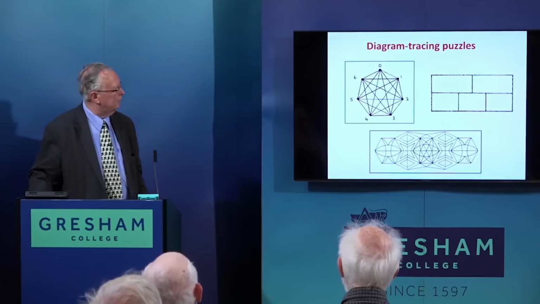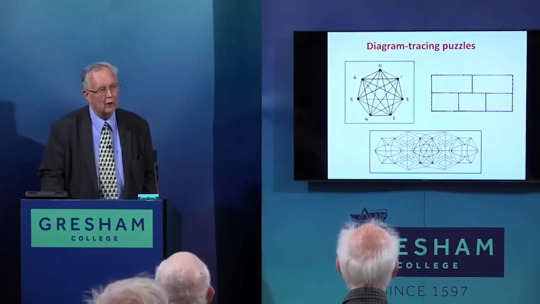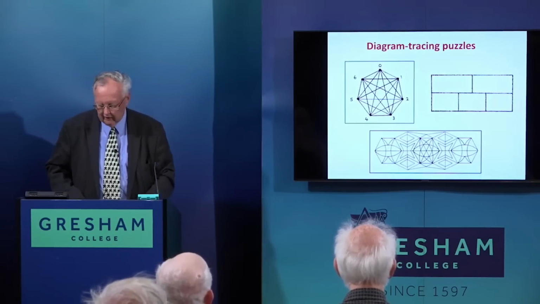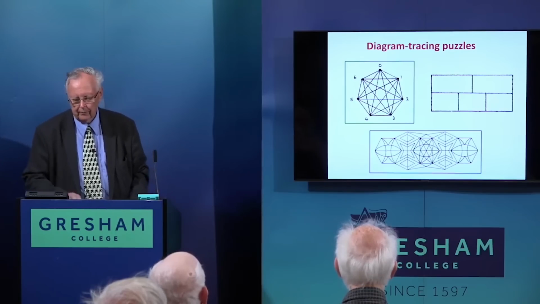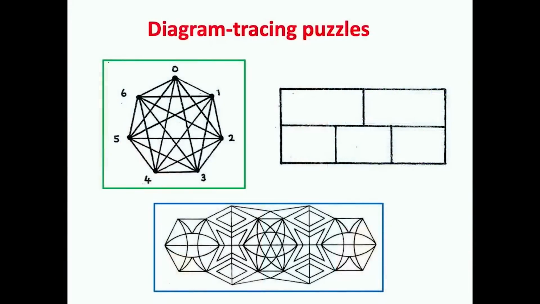But such diagram tracing puzzles became quite popular in the 19th century, and here are 3 examples. We can certainly trace the first one in one continuous pen stroke because the vertex degrees are all even. They're all 6. And one way is go around the outside, then jump one each time, 0, 2, 4, 6, 1, 3, 5, 0, and then jump 2 at a time, and so on. And so that's one way of doing that.